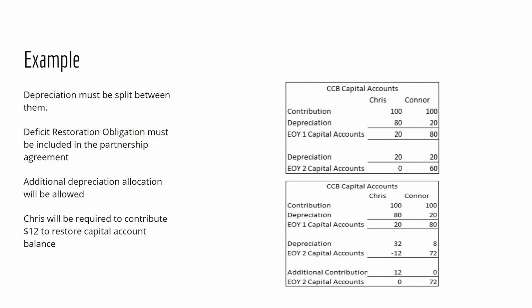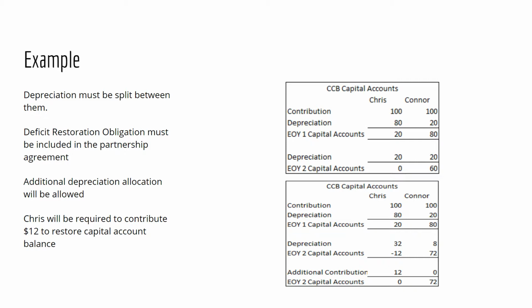So since it must be split between them, the depreciation must be split between them instead, which is what we see in this top table here. So instead of Chris getting $32 for the depreciation and Connor getting $8, they're both going to have to split it 20-20, and this will keep Chris's capital account above that zero balance. So there are things that you can put into the partnership agreement that will continue to allow this to happen, essentially, without having to split the allocation like we see in that top table.